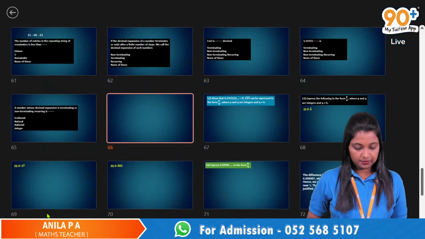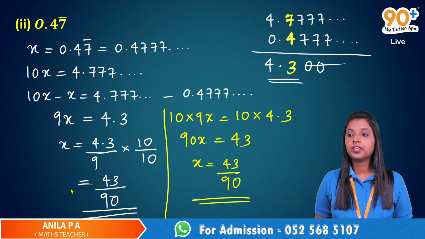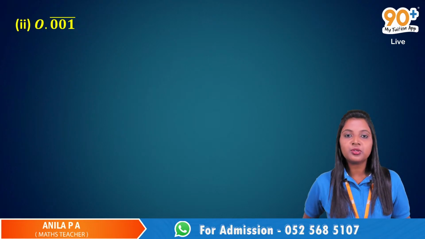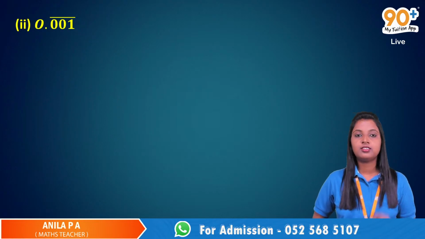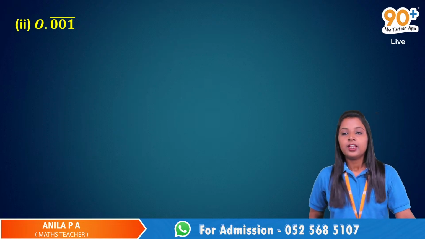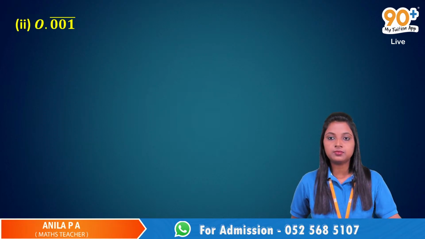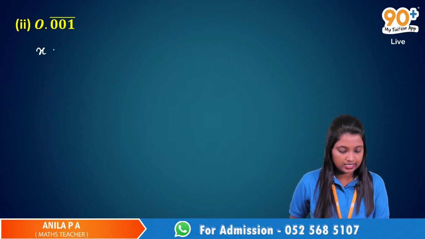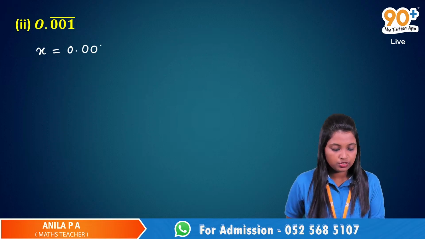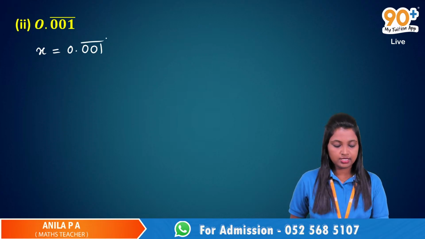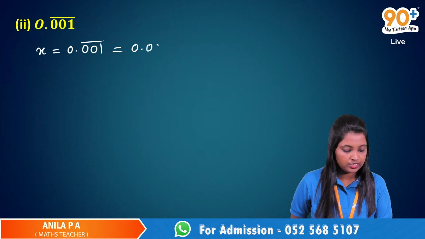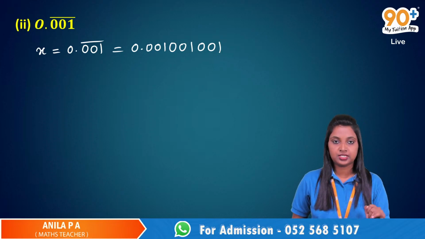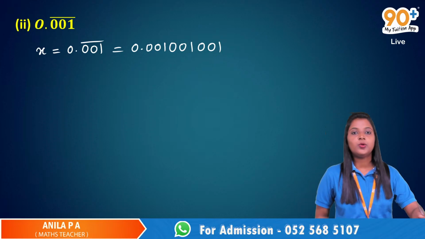Any other hands raised, ma'am? No. Okay. Now let's solve the next question. 0.001 with the whole bar, 001 is there. First of all, x is equal to 0.001 bar, or it is actually 0.001, 001, 001 like that. 3 digits are repeating, right? Okay, so what is the next step?